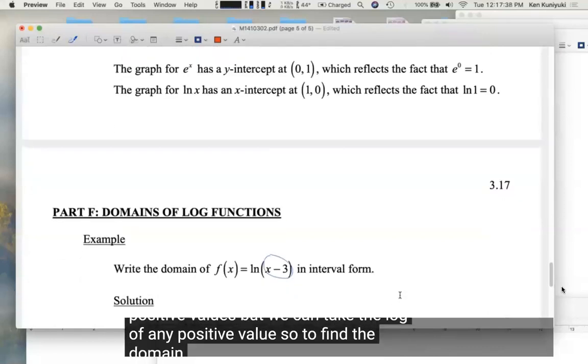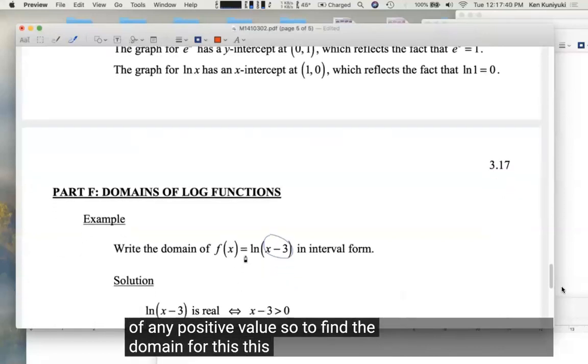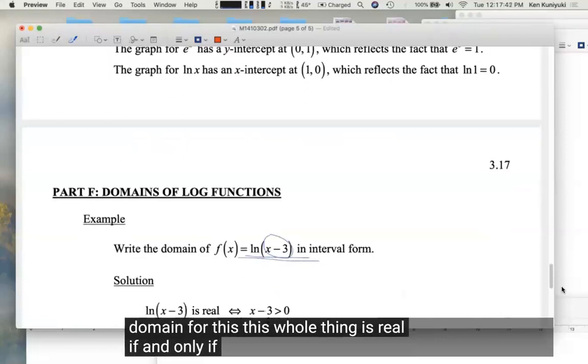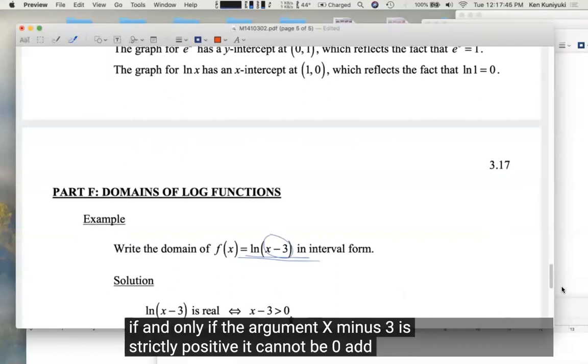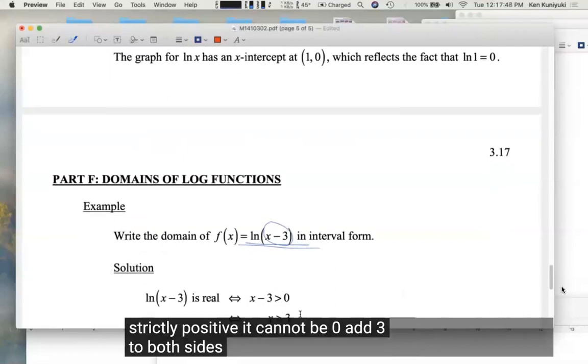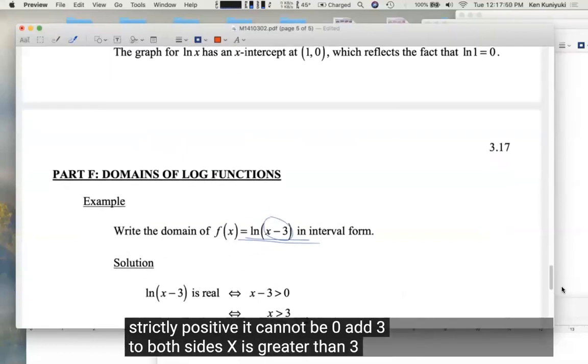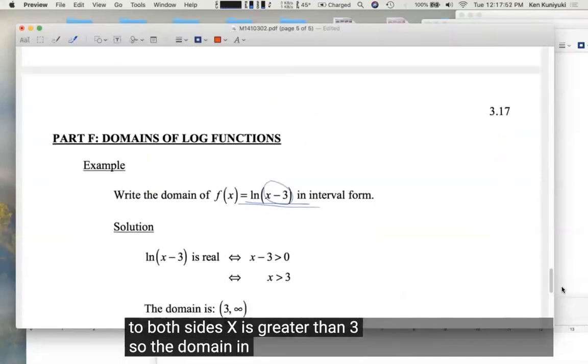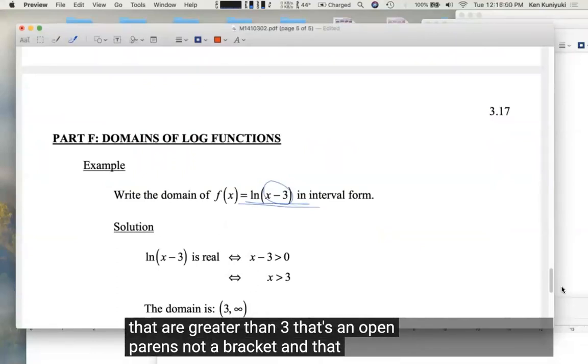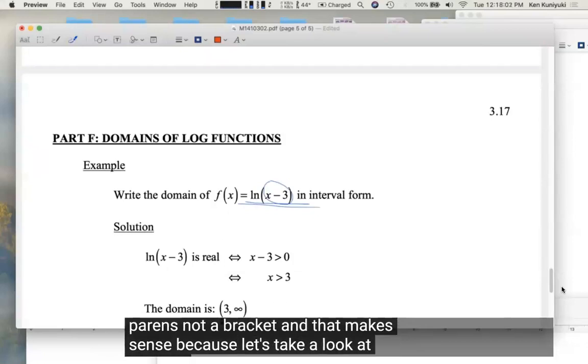So to find the domain, this whole thing is real if and only if the argument x minus 3 is strictly positive. It cannot be 0. Add 3 to both sides, x is greater than 3. So the domain in interval form looks like this, the set of all real numbers that are greater than 3. That's an open parenthesis, not a bracket. And that makes sense because let's take a look at Desmos.